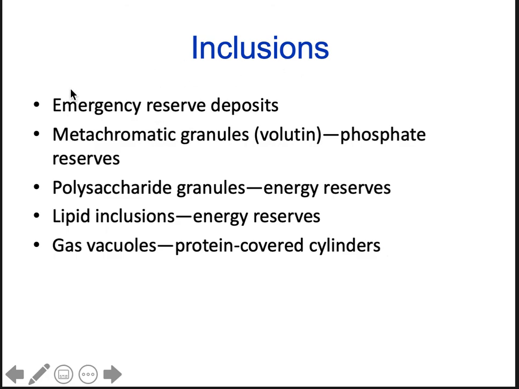Inclusions are vesicles inside the cell that can store materials, so emergency reserve deposits. There's some that store phosphate, some that store sugars, others lipids, and others might be a gas, such as air. If you have an aquatic organism, it needs to be able to get close to the surface and also farther away from the surface of the water. And by increasing or decreasing gas, it can change its buoyancy.